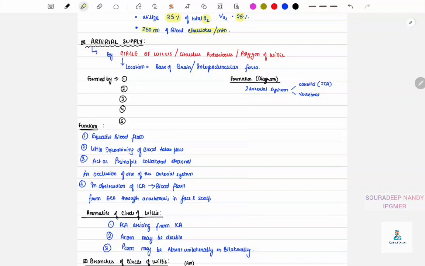Now coming to the arterial supply of the brain. So there it is by the circle of Willis. It has various other names, that is circulus arteriosus and polygon of Willis. So the circle of Willis, this name was coined by Thomas Willis, who was an English physician.